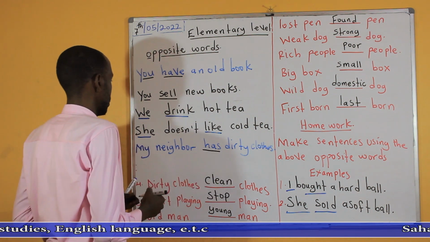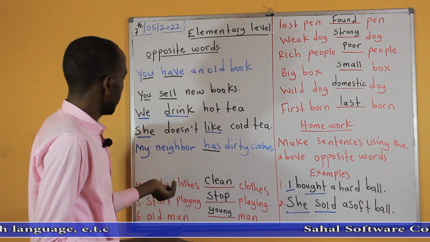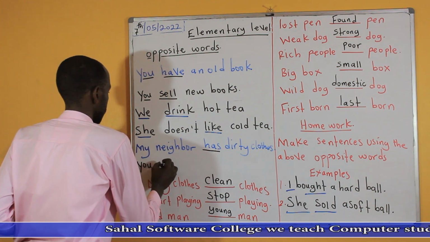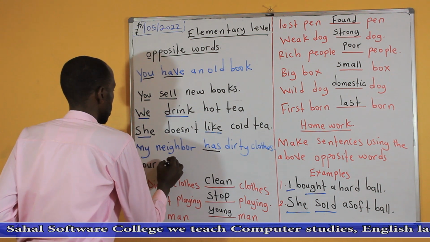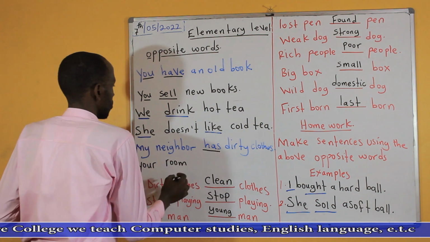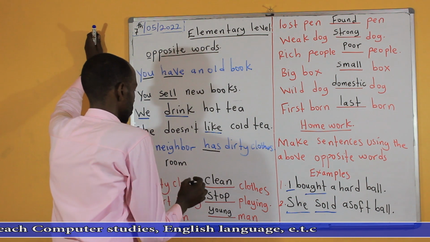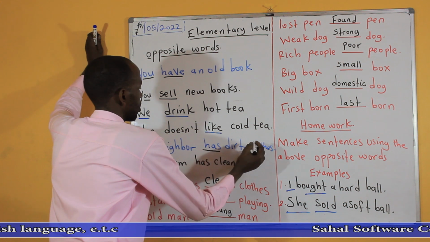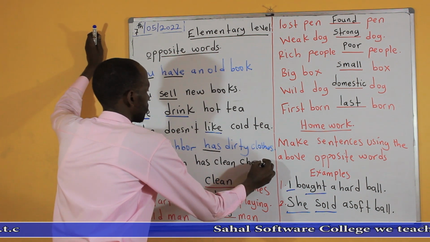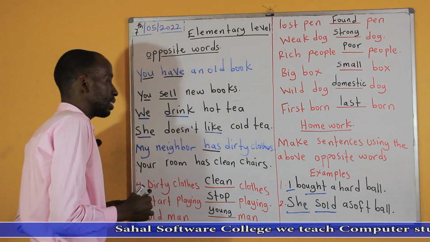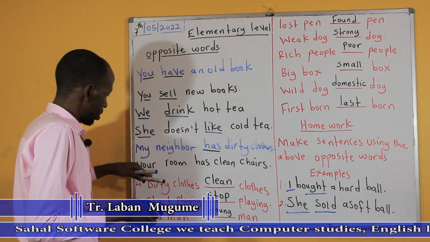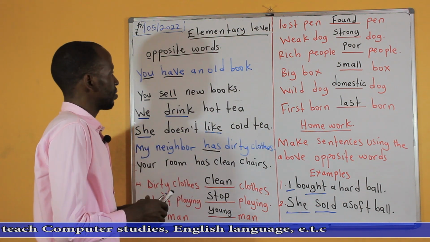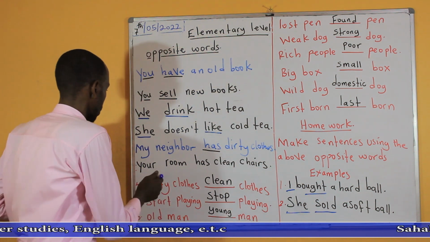My neighbor has. So if I go to clean, I can say, your room has clean chairs. Your room has clean chairs. So I want you to introduce subject and also you connect them with your opposite and then you will make good phrases or sentences. So I have just stopped here.